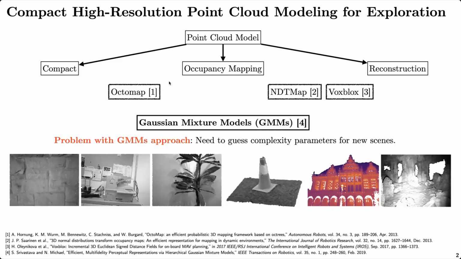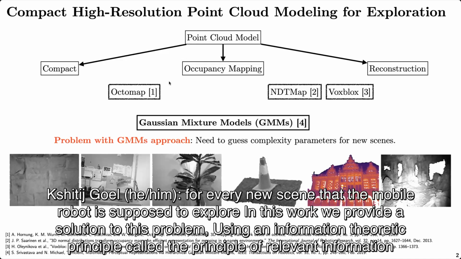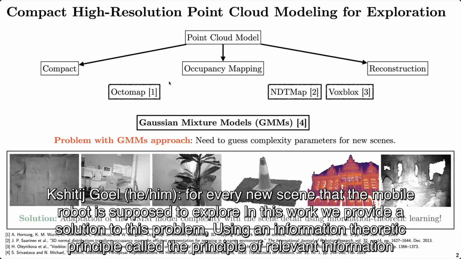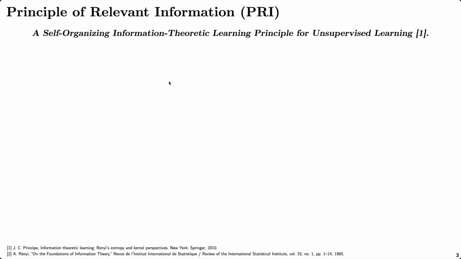objectives. However, a key problem with the GMMs approach is that we need to guess the complexity parameters, such as the number of mixture components in the GMM, for every new scene that the mobile robot is supposed to explore. In this work, we provide a solution to this problem using an information-theoretic principle called the principle of relevant information.